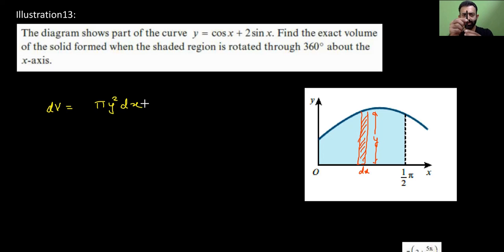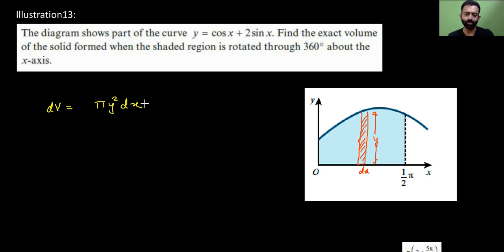Now you move this cylindrical disk between the limits. There will be infinite number of such disks, and you will get the volume of this whole region when you rotate this circular disk. When you move these infinite number of disks from 0 to pi by 2, you can cover the volume between the limits 0 to pi by 2.